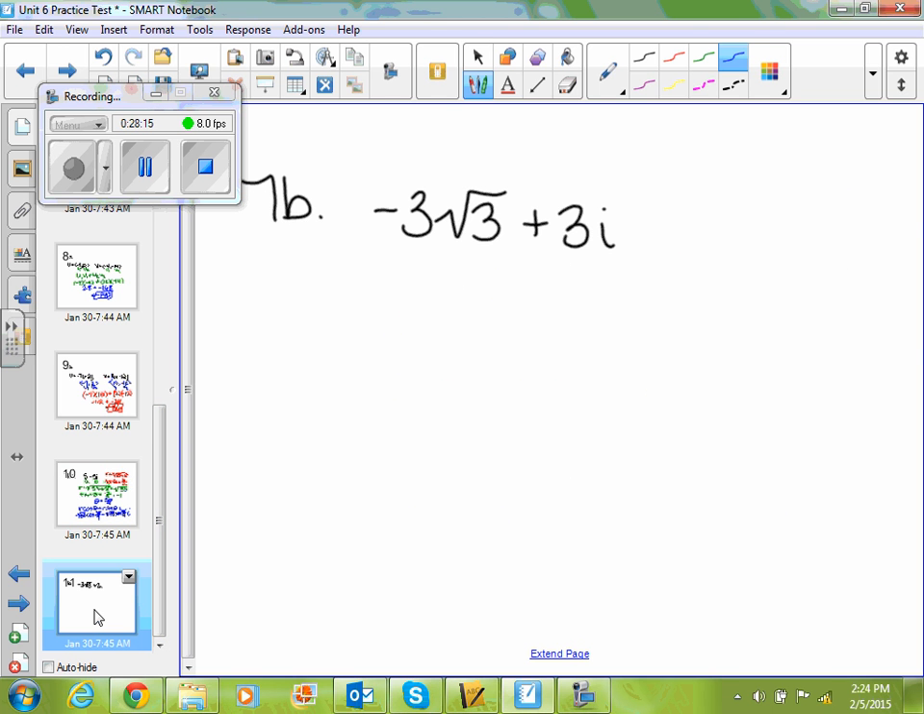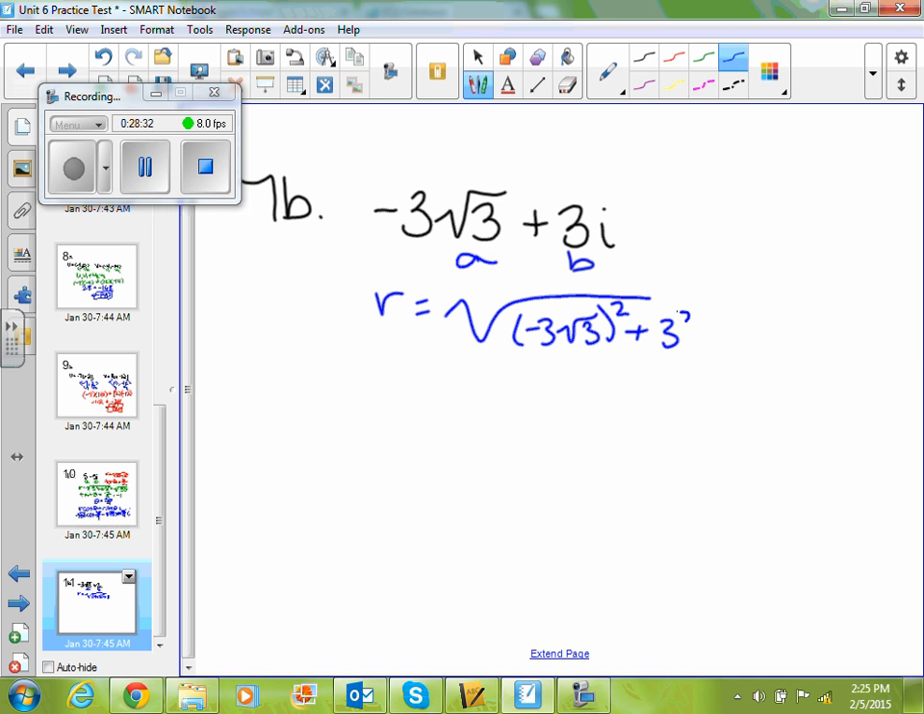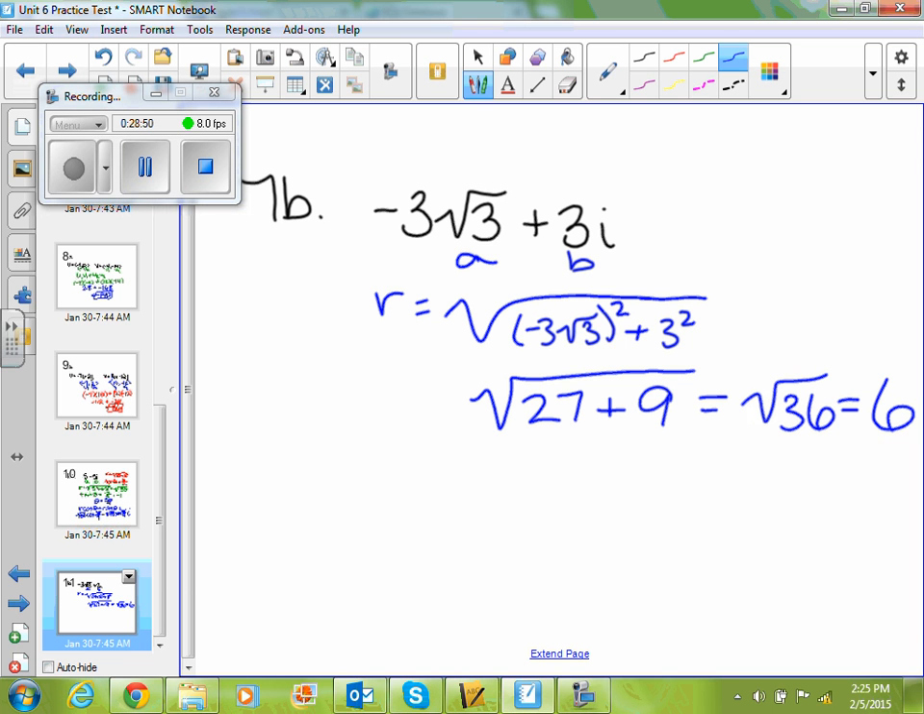And then on our last one, negative 3 root 3 plus 3i. Sorry, did you have that here? I can go back. Okay. I know that r equals the square root of a squared, so negative 3 root 3 squared plus b squared. Negative 3 root 3 squared is 27. 3 squared is 9. 9 plus 27 is 36. Square root of 36 is 6.